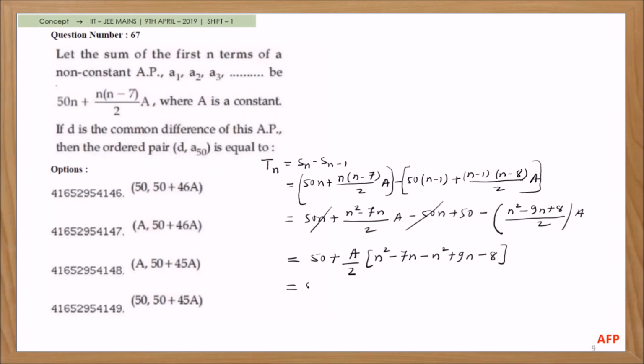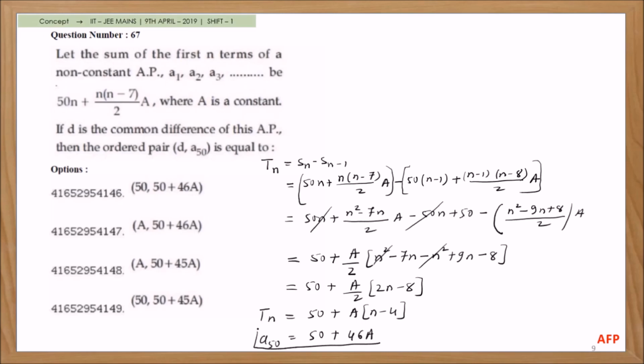So what we got: 50 plus a by 2 times 2n minus 8. So if you take 2 outside, this is 50 plus a into n minus 4. So this is Tn, but the 50th term you have to find. So a50 will be, if you substitute 50 here, 50 plus 46a you will get. So this is what you got.